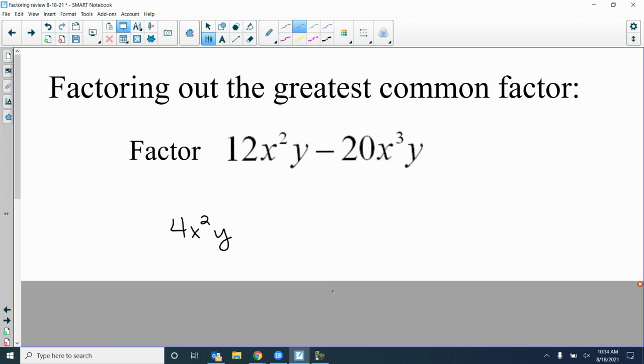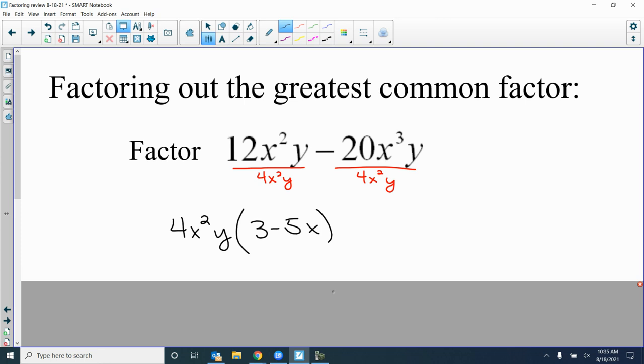Now here's what you're doing, and I know you never write this, but you are really dividing each one of those by 4x squared y, and the answer is what goes in the parentheses. So Anna, what's going to go in parentheses there? 3 minus 5x. So first of all, is it equivalent? If I distributed this, would I get back the original? Yes. Is it a product? Yes, because you're multiplying that 4x squared y times that quantity.